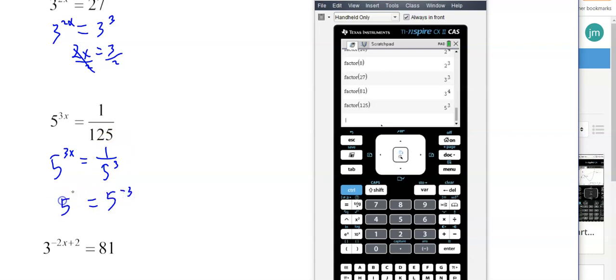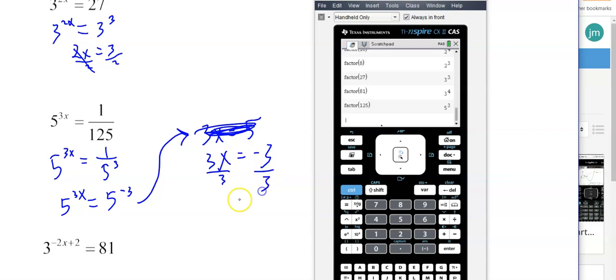So now we have the same base exactly. We can compare, and so 3x must equal 5, right? The exponents must be equal here. Or sorry, I read that wrong. 3x must equal -3. The exponents must be equal. Divide by 3, and you get x equals -1. So that kind of works out really nicely again.